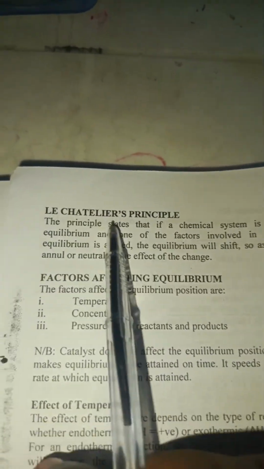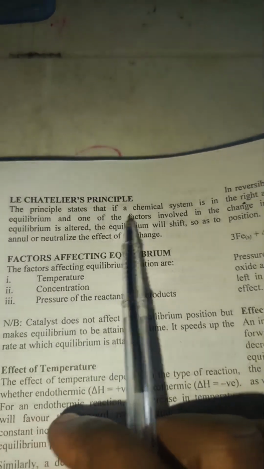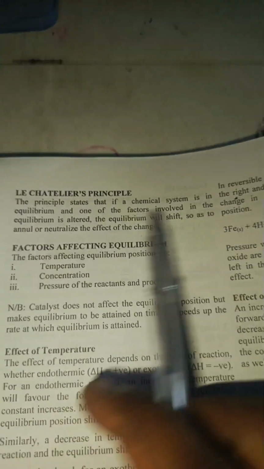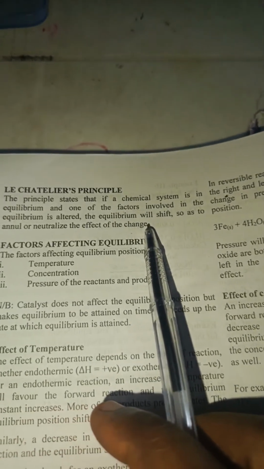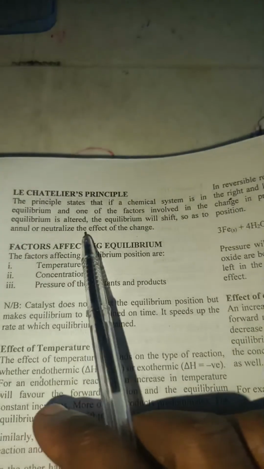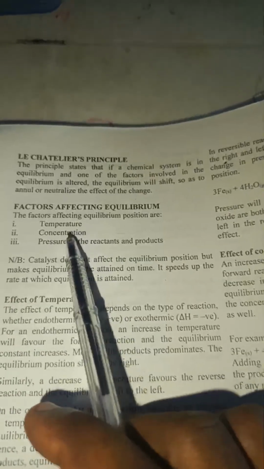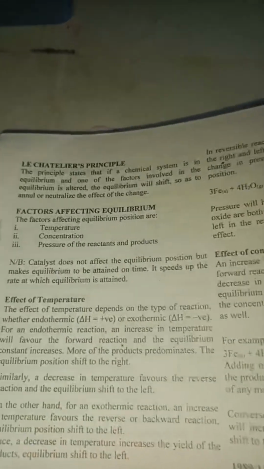Now, there is a rule of this game. We call it Le Chatelier's principle. What does he say? The principle states that if a chemical system is in equilibrium and one of the factors involved in the equilibrium is altered, the equilibrium will shift. This is the main deal, please. The equilibrium will shift so as to annul or neutralize the effect of the change. Now, we have temperature, concentration, and pressure of the reactant and product. Let's talk about it one after the other.